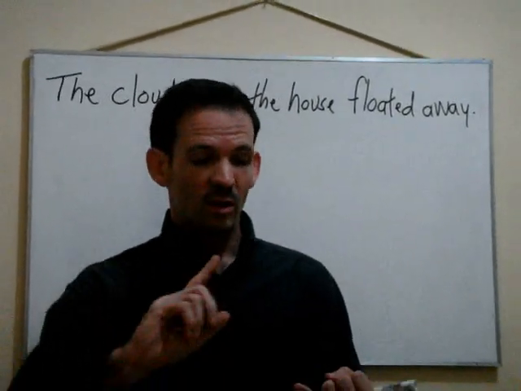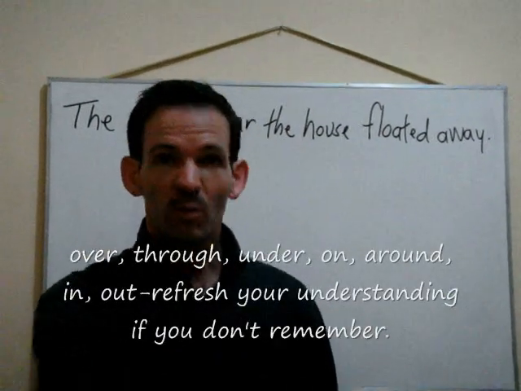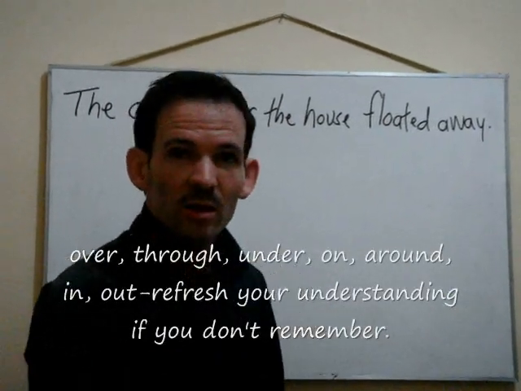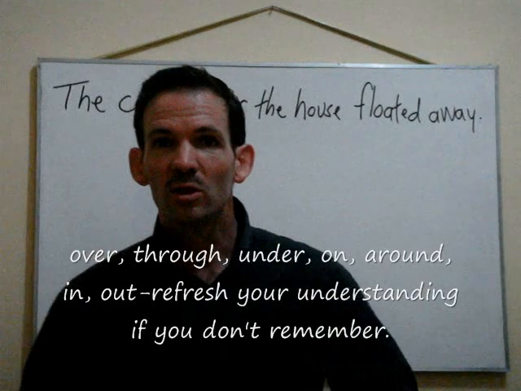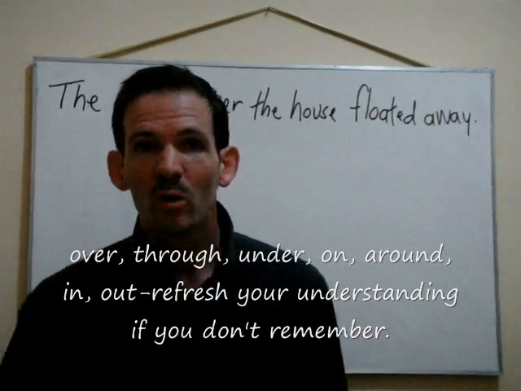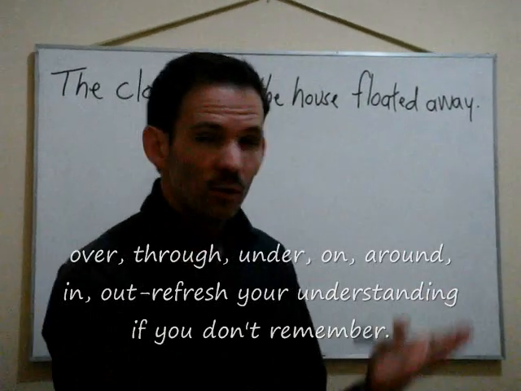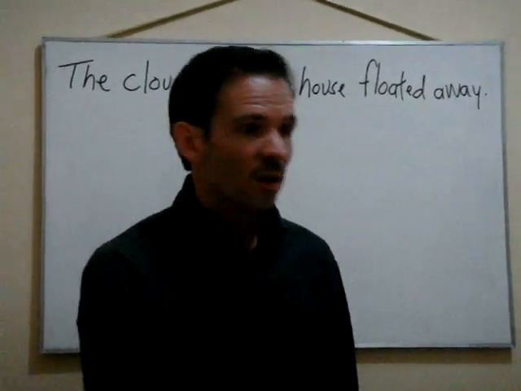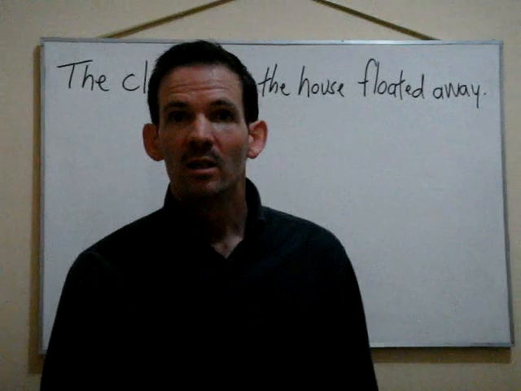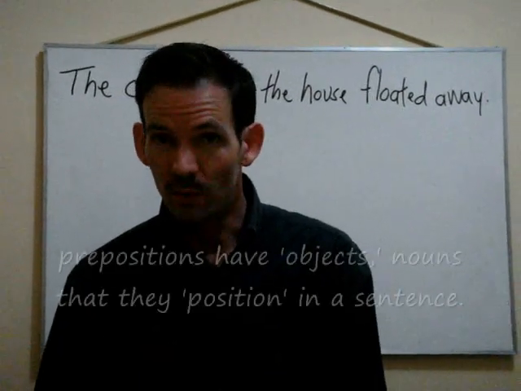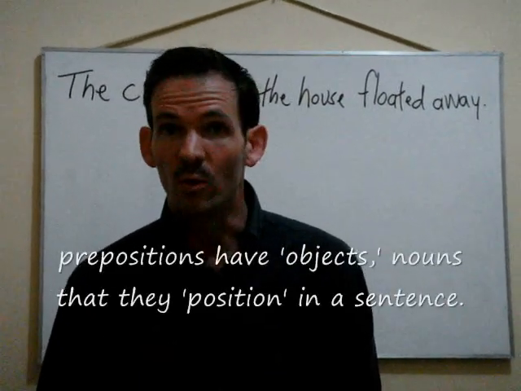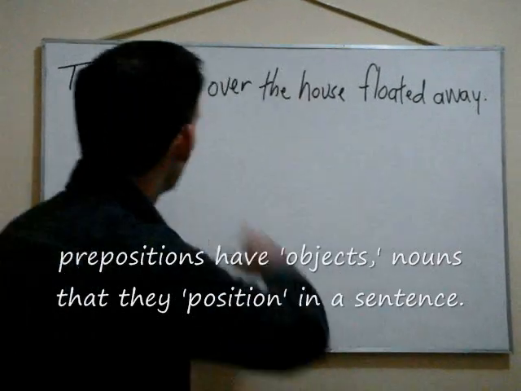Prepositional phrases: over the river, through the woods, under the table, on the stove, around the house. Remember, those are prepositional phrases. They always have a preposition: on, around, under, beyond, and they have an object of the preposition, which will always be a noun. Let's take a look at this example.